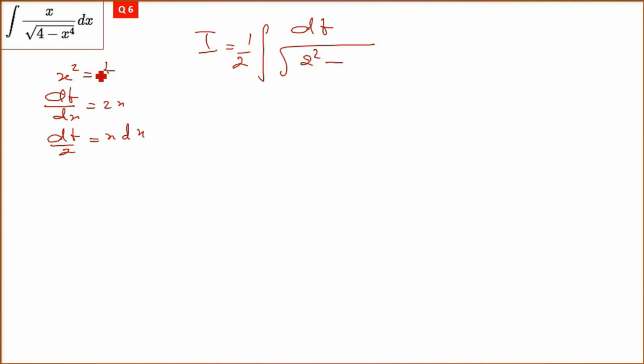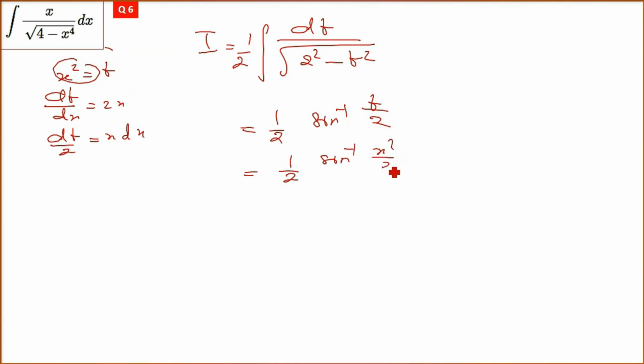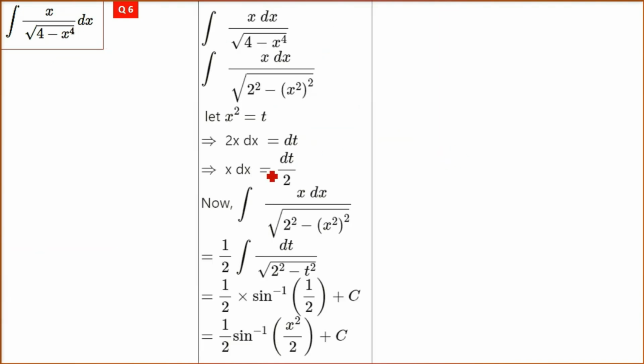So dt by 2 we have written, denominator under root 2 square minus t square. The under root a square minus x square formula is direct. Sin inverse x by a, so t by 2. 1 by 2 is already there outside, so 1 by 2 sin inverse. What is t? It was x square. So 1 by 2 sine inverse x square by 2 plus constant of integration. So this is a very straightforward question, as I indicated earlier. You can just solve this in a way. It's a very default question.